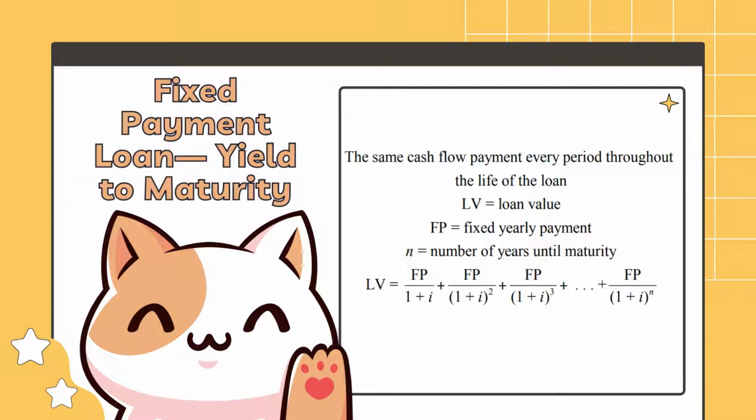For example, the loan term is about 10 years to pay. So, FP over 1 plus i, plus FP over 1 plus i raised to 2, plus FP over 1 plus i raised to 3, plus, tapos hanggang sa makarating tayo sa FP over 1 plus i raised to 10. So, that's the formula.